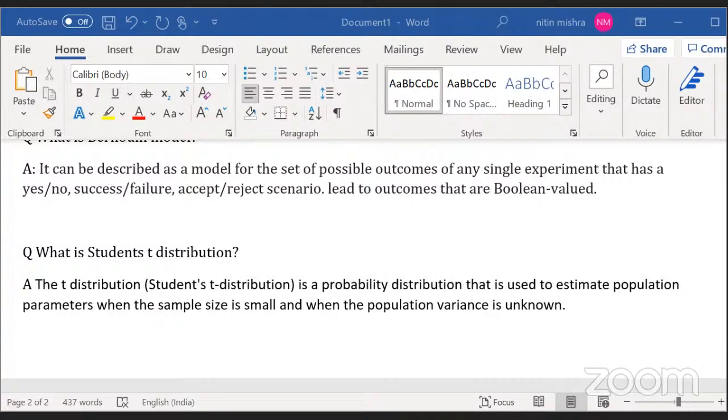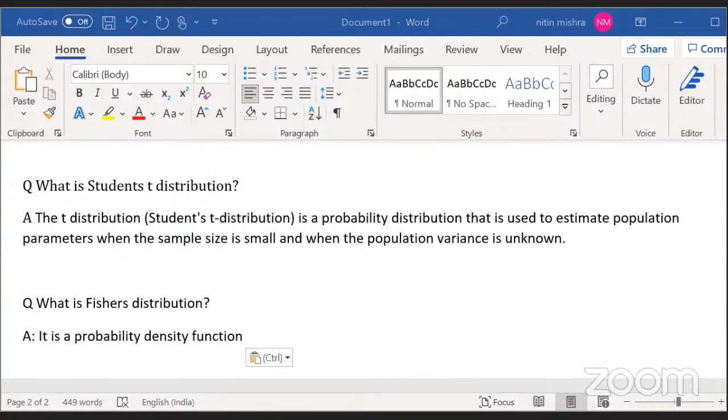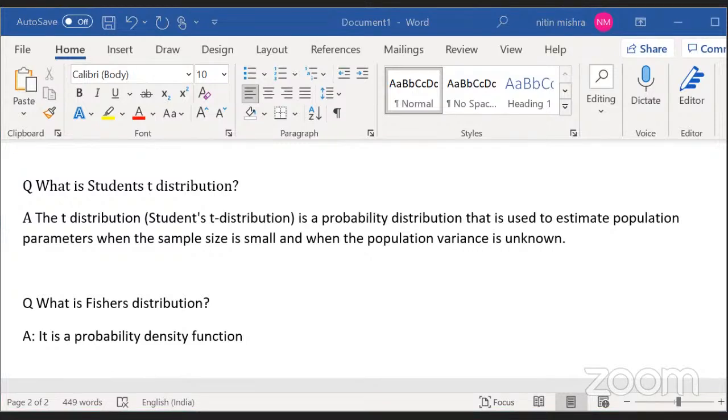Now, in certain cases, they are also looking at questions such as, what is Fisher's distribution? So this is also a probability density function. It is especially used in the analysis of variance, and is a function of the ratio of two independent random variables.